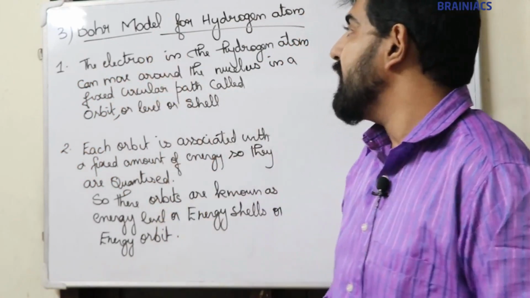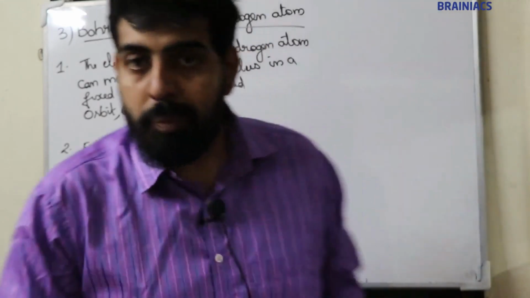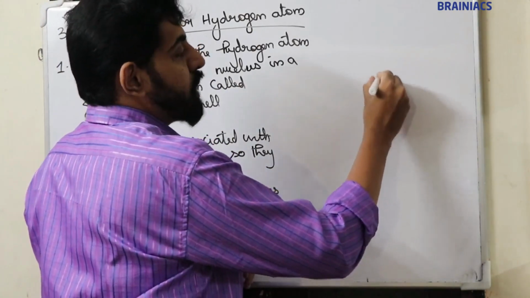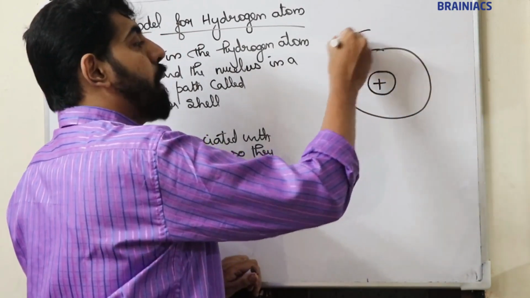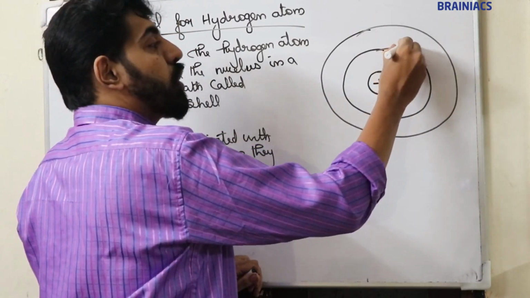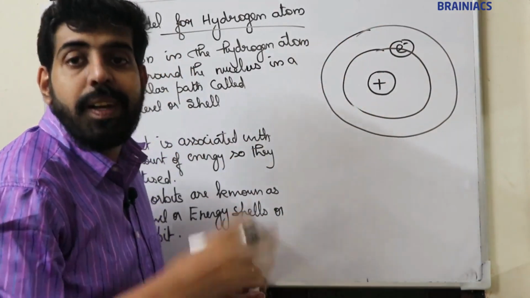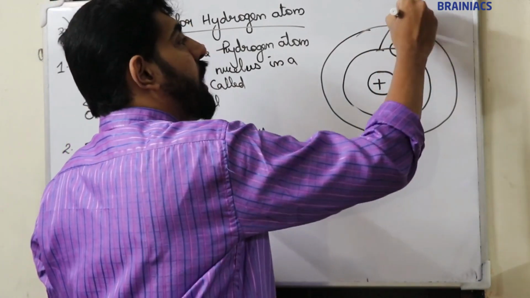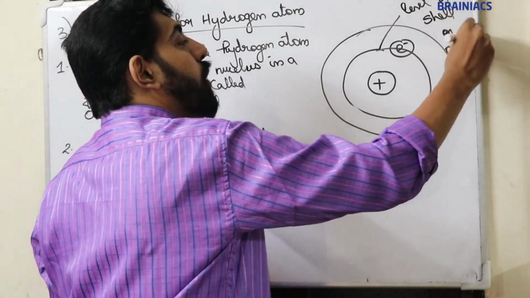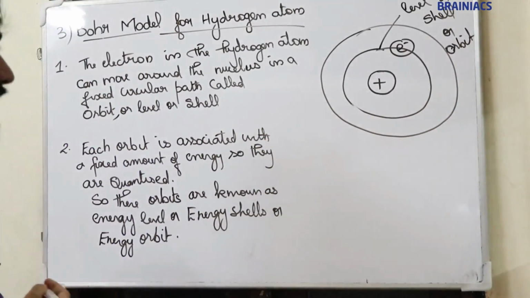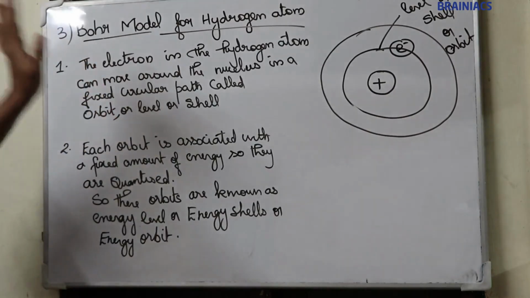The first postulate is that the electron in a hydrogen atom can move around the nucleus in certain fixed paths called orbit or shell or level. So according to the Bohr model, the electron rotates around the nucleus. This is the nucleus, and the electron rotates around the nucleus in certain fixed paths. These fixed paths are known as level, shell or orbit.